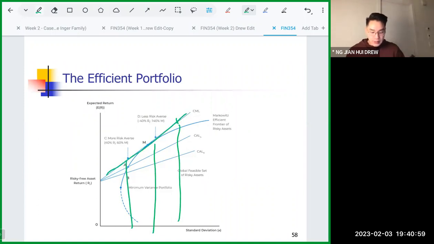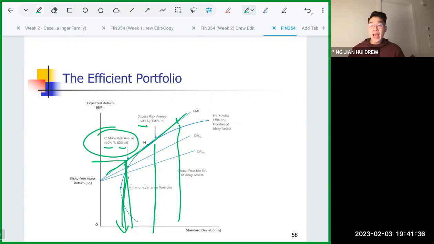So the thing is, can you see this 40% and 60%? So 40% RF is 40% risk-free asset, 60% risky assets, okay? So if you do 40% risk-free, 60% risky, your return is going to be here. Your return is here and your risk is here, okay? But this is considered risk averse. That means you are very conservative. You are a conservative kind of investor.